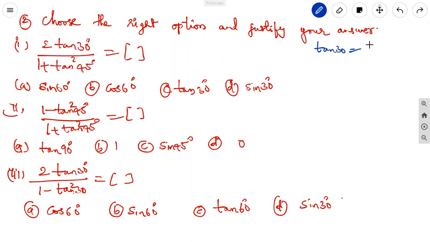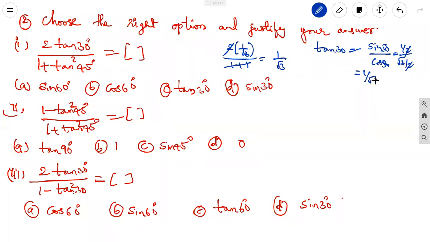Tan 30 is sin 30 by cos 30. Sin 30 is 1 by 2, cos 30 is root 3 by 2, the 2s cancel, it is 2 into 1 by root 3, by 1 plus tan 45, which is 1. That is 1 plus 1, the 2s get cancelled, it is equal to 1 by root 3. This is the value of tan 30 again, 1 by root 3 only. So, C is the correct answer.